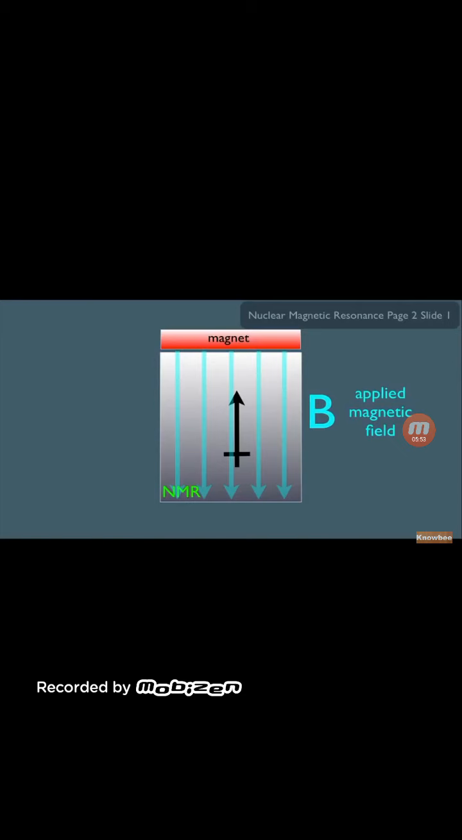In this section, we're going to call this the beta spin state. And we need to know that this would be the higher energy state. We should also understand that very few magnets would actually do something like this. Most magnets would orient themselves with the magnetic field in the alpha spin state.